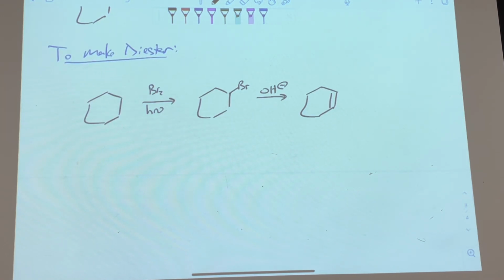What can I use here to break apart my ring? Yeah, exactly. Let's actually do it on this one. So we're just going to do an oxidative cleavage. Remember, there are 2 ways to do oxidative cleavage of alkenes. You can do ozonolysis, or you can do permanganate. Which one do I want to use here?